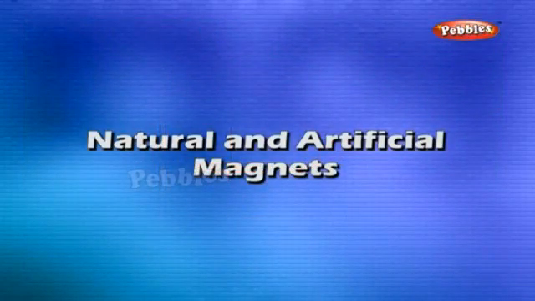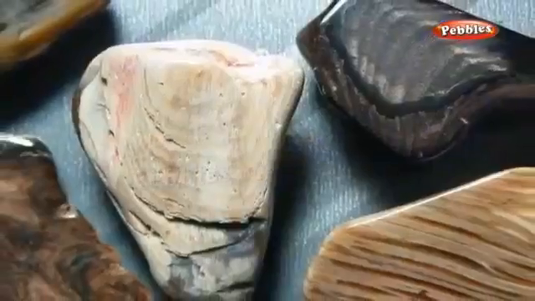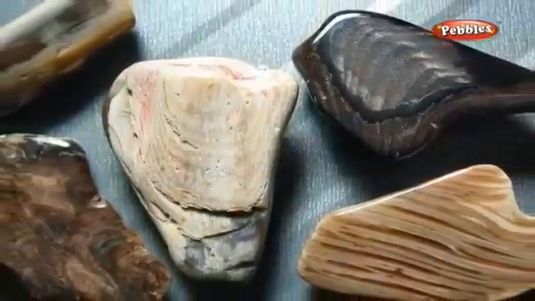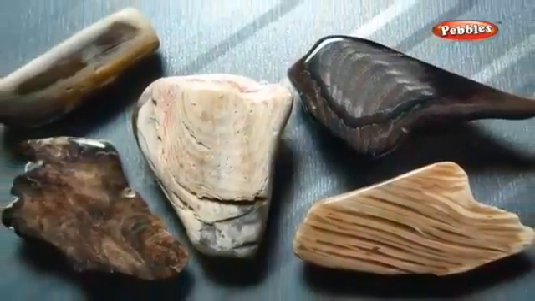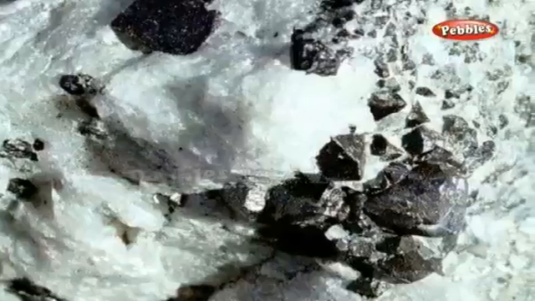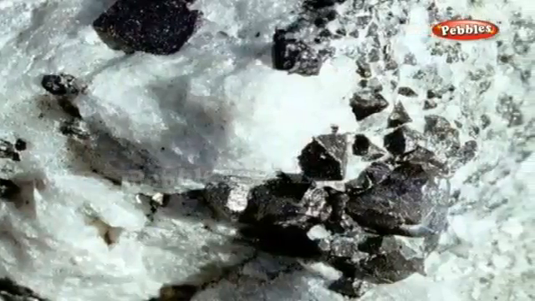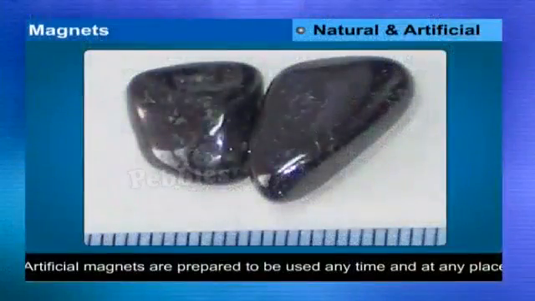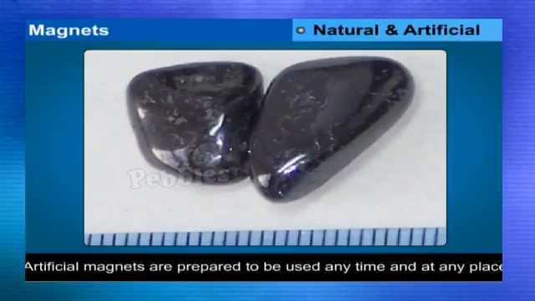Natural and artificial magnets. Lodestone and magnetites are natural magnets because they are found in nature. Natural magnets have a low magnetic power. Moreover, such magnets are not found at every place. So, artificial magnets are prepared by man to be used at any time and at any place.